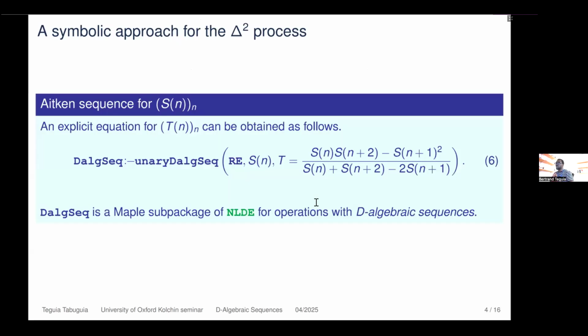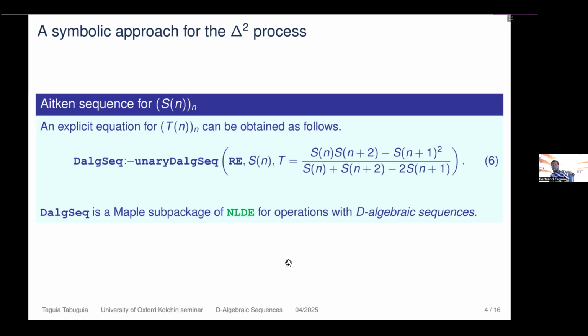To do that, we use software. The software here is DAlgebraic, a sub-package of the package NLDE. The slides will be available, and you can click on this link to go to the web page of the package. NLDE stands for nonlinear algebra and difference and differential equations. DAlgebraic is a sub-package dedicated to operations with D-algebraic sequences. Here it uses the command unaryDAlgebraicSeq. The recursion RE is the recursive relation for the sequence; here the unknown variable is Sn, and we want a recursion for this transformation of the sequence.